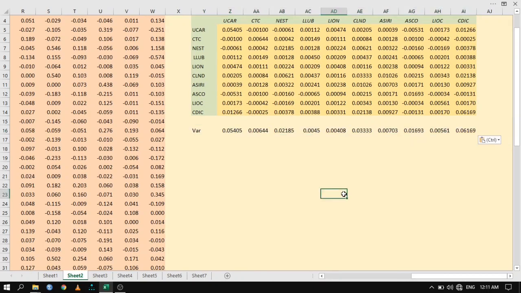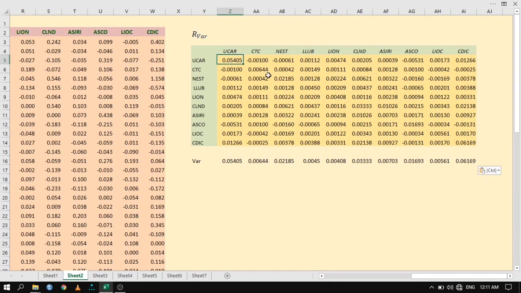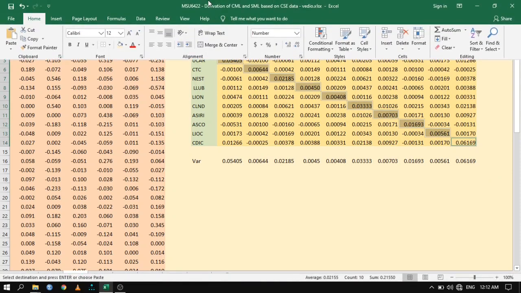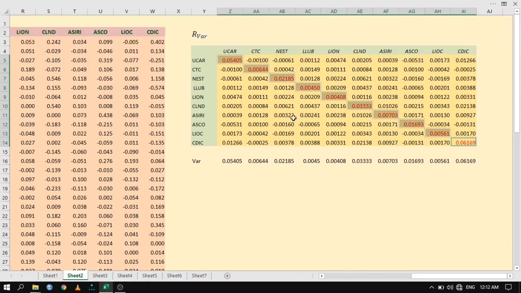So now you can see these diagonal values. These diagonal values are actually representing the variances, right? See, these variance values are equal to each other. Now here the variance between UCAR and UCAR, it is basically the variance of the returns of UCAR of these 3 years, which is 0.05405. So that is also here in this particular matrix.